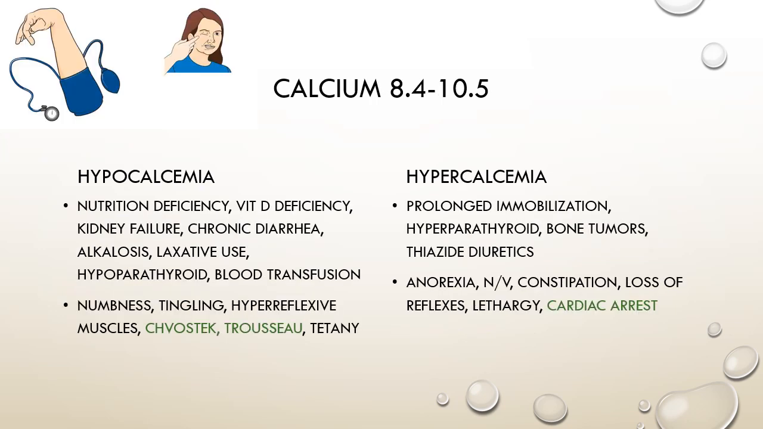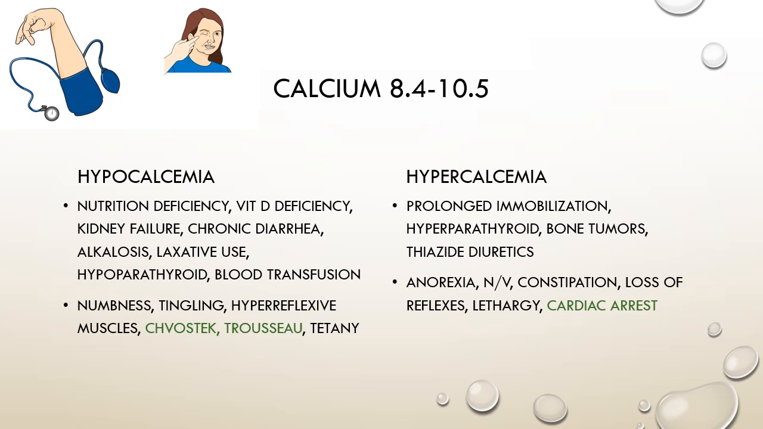Calcium, the normal range is 8.4 to 10.5. Hypocalcemia occurs in patients with nutritional deficiencies, vitamin D deficiencies, kidney failure, chronic diarrhea, alkalosis, laxative use, hypoparathyroidism, and blood transfusions. When you have hypocalcemia, you experience numbness, tingling, hyperreflexiveness, muscle twitching, Chvostek and Trousseau sign, and tetany.